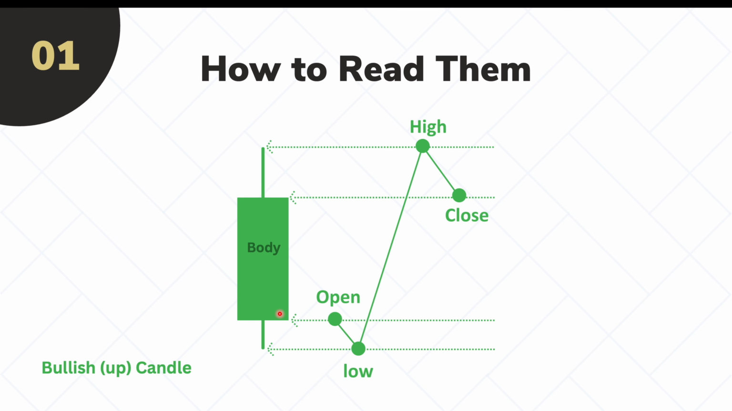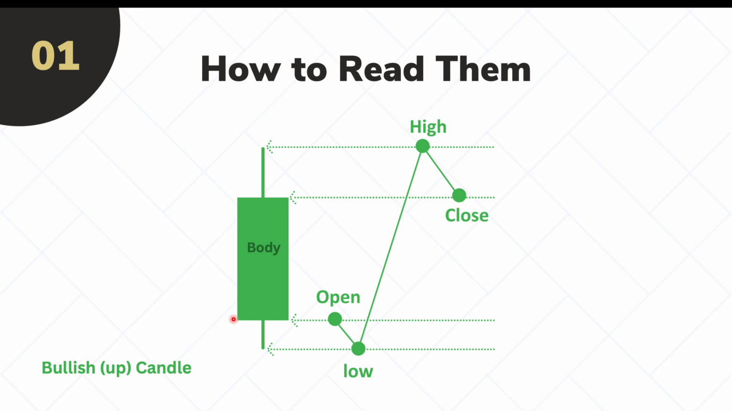In an up-close candle, price will open here. So this is the starting price of this candle. Then price will go lower, creating the wick. Then it goes upwards, creating the body of the candle. And then when price gets here, it goes a little bit down, creating the closing price.